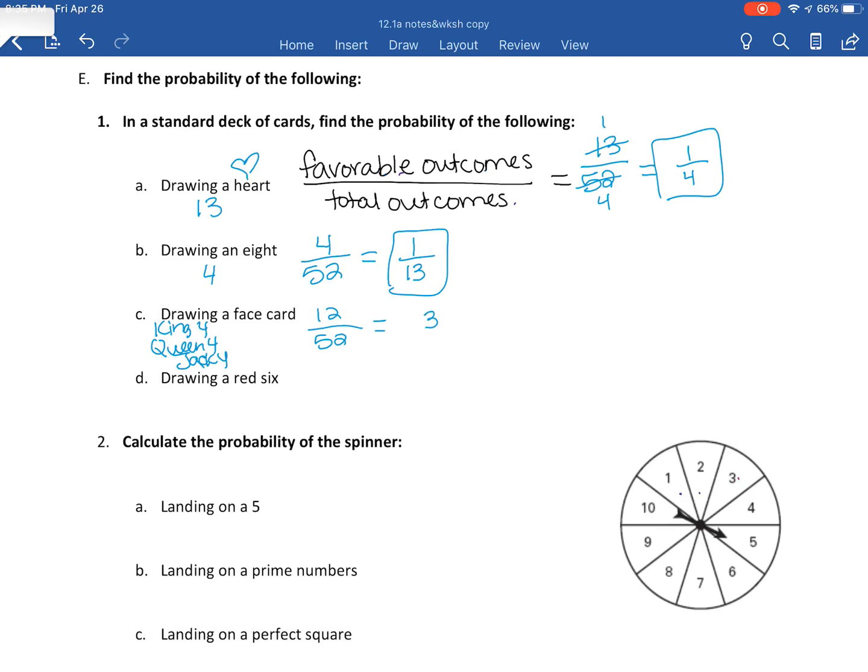Well, 4 goes into 12 3 times, 4 goes into 52 13 times, so the probability of drawing a face card is 3 out of 13. Last but not least, the probability of drawing a red 6.